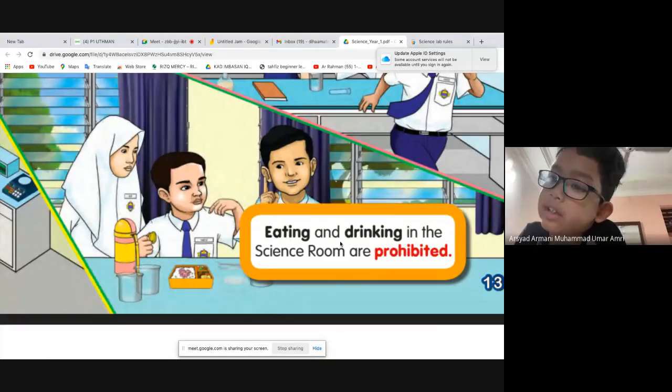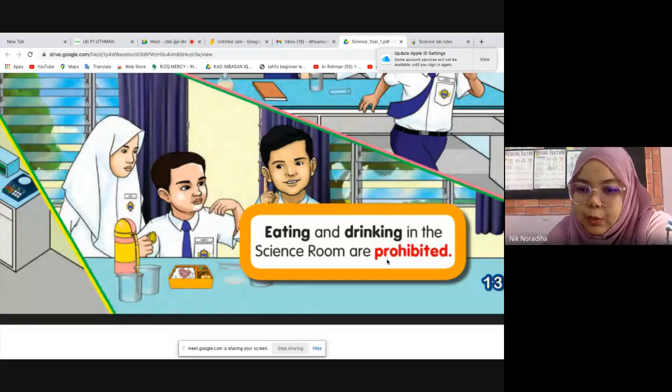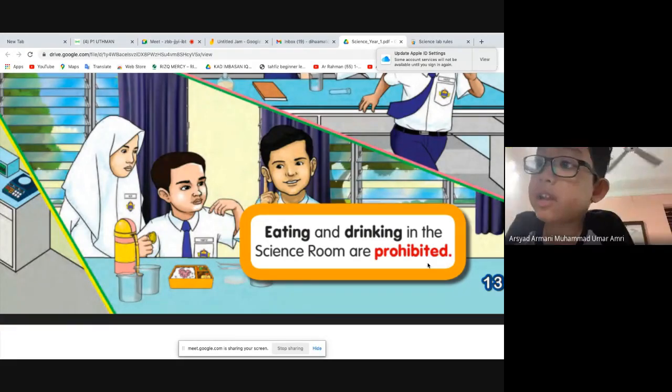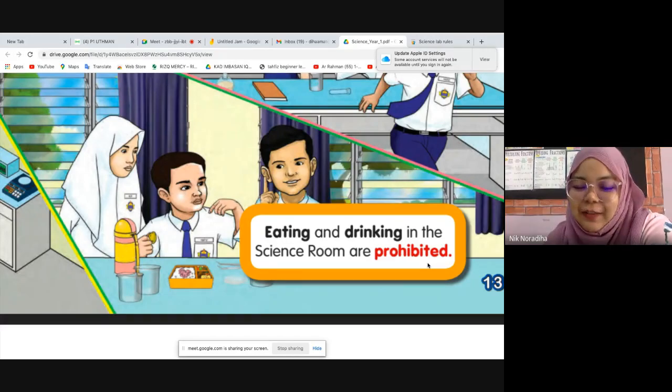Eating and drinking in the science room are prohibited. Okay, the meaning of this word just now, Aisha, do you remember what the teacher said, the meaning of this word? Not allowed. Good job. It's okay as long as you know the meaning. Thank you, Aisha. Good job. Okay, so you are not allowed to eat and drink in the science room.